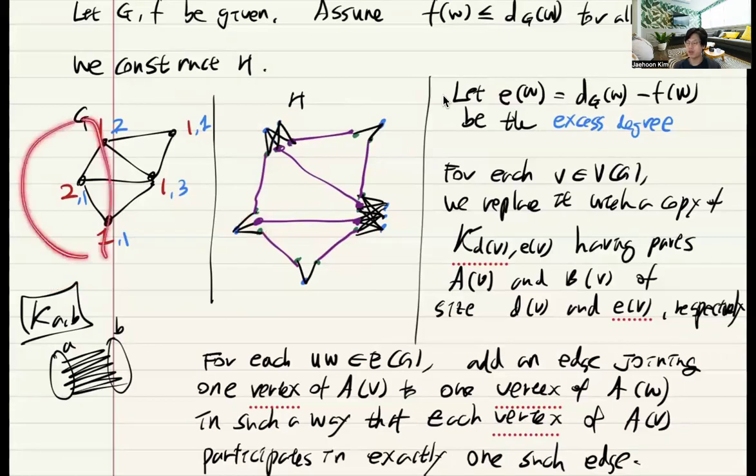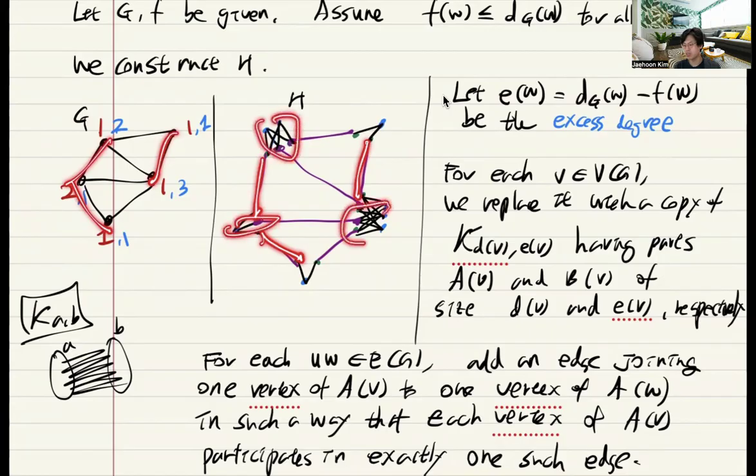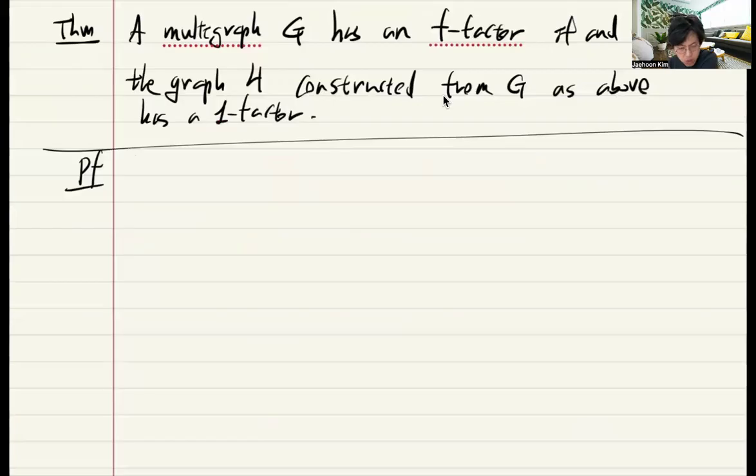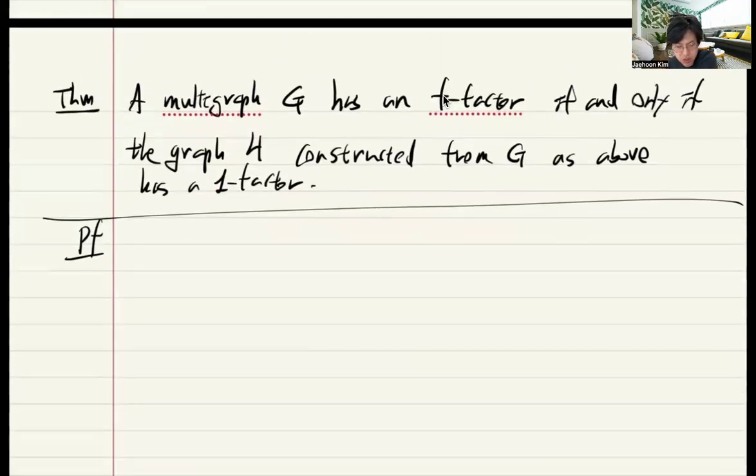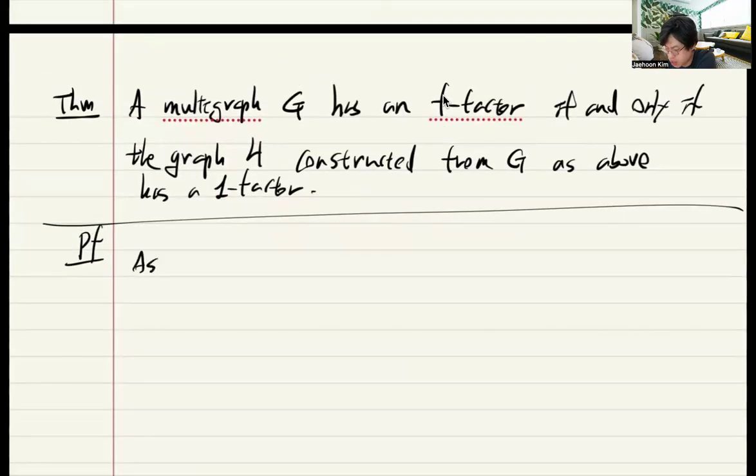On the other hand, if you have an f factor here, then you have a natural choice of edges, and all the remaining things are complete bipartite graphs, which are balanced. Complete bipartite graphs where both parts have size 3 and 3, 1 and 1, 1 and 1, 2 and 2, 1 and 1. That has a perfect matching. So that gives you a 1 factor. So, the proof is what I just explained.